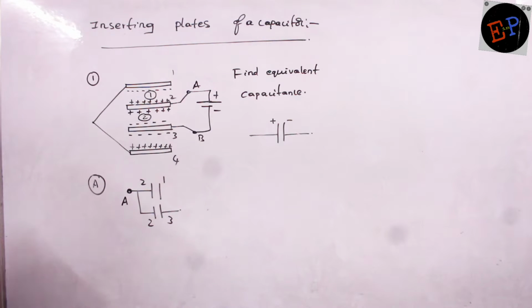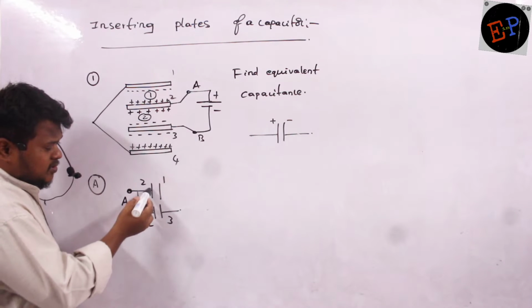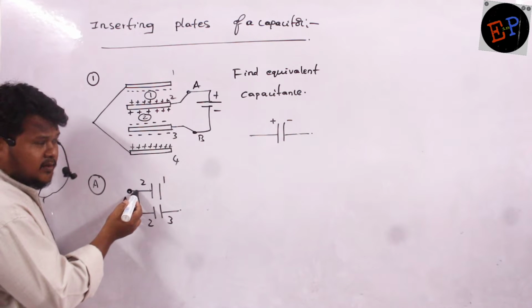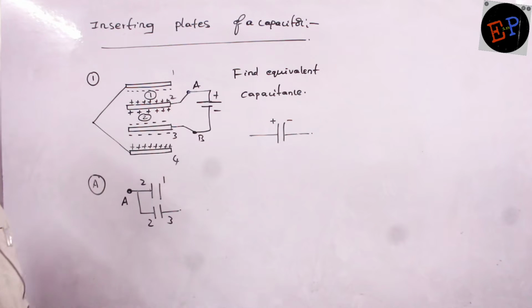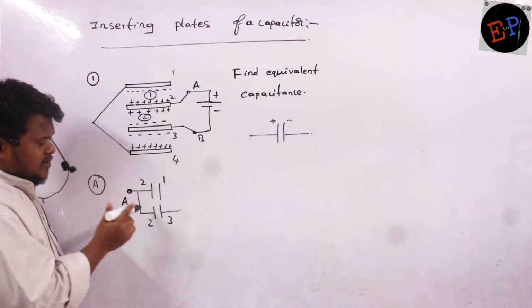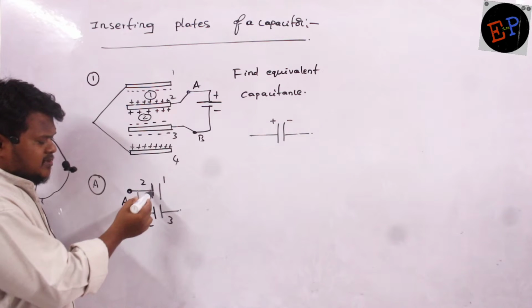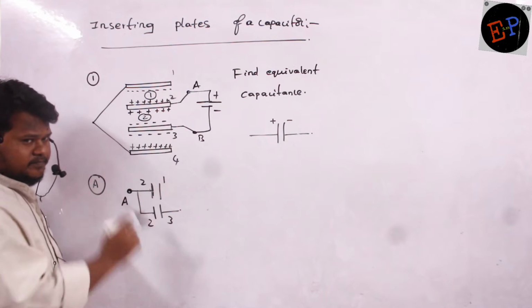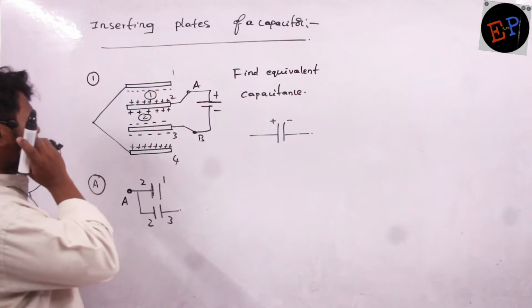Are you able to understand? Because this is plate number 2, this is also plate number 2. Both of them, they are connected to which point? Terminal A. And on terminal A there will be common potential. Potential is same, no, for both of them. So therefore these two capacitors should be connected in parallel connection, because this is also the second plate, this is also the second plate. Both of them have the same potential, the potential existing at point A. Okay? So this is one connection.